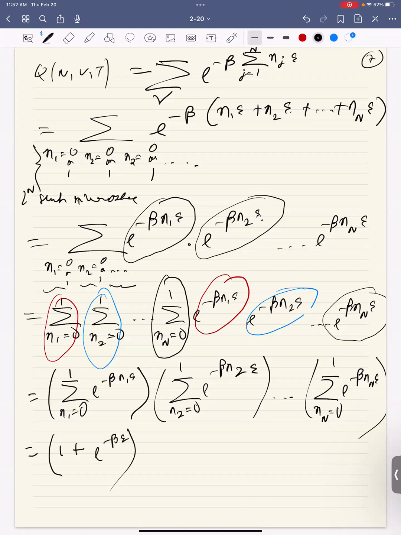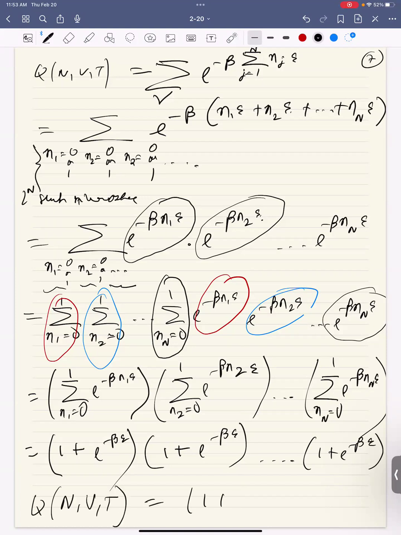Correct? Let's go over here. When N2 is equal to 0, what is the value of this thing? 1. When N2 is equal to 1, what is the value of this thing? You see something appearing? They are all the same. Why is that not surprising? Because these are independent particles which do the same thing. So 1 plus e to the power minus beta epsilon. And suddenly we get a glorious expression that Q of NVT is 1 plus e to the power minus beta epsilon to the power n. That's awesome.